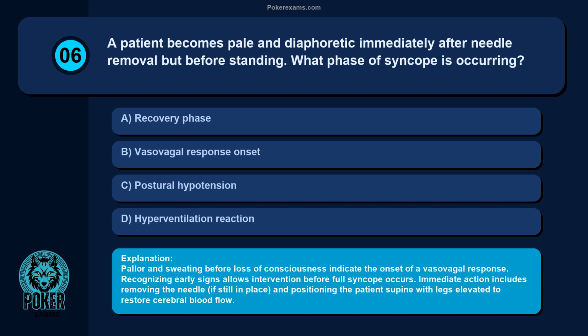Pallor and sweating before loss of consciousness indicate the onset of a vasovagal response. Recognizing early signs allows intervention before full syncope occurs. Immediate action includes removing the needle, if still in place, and positioning the patient supine with legs elevated to restore cerebral blood flow.